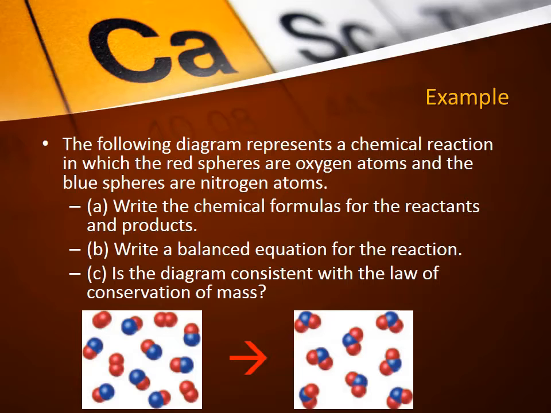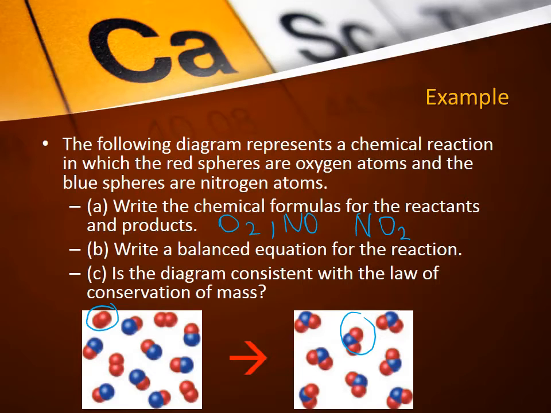The following diagram represents a chemical reaction in which the red spheres are oxygen atoms and the blue spheres are nitrogen atoms. Write the chemical formulas for the reactants and products. Well, our reactants, we've got little things of two red spheres. So that's going to be an O2. And then we've got some red and blue, which are NO. As our products, looks like it's going to be NO2.